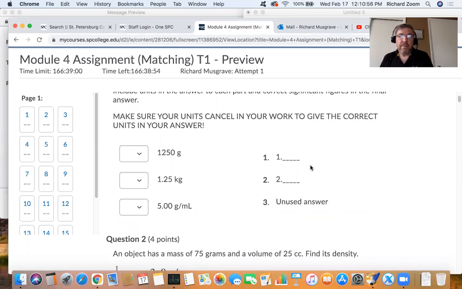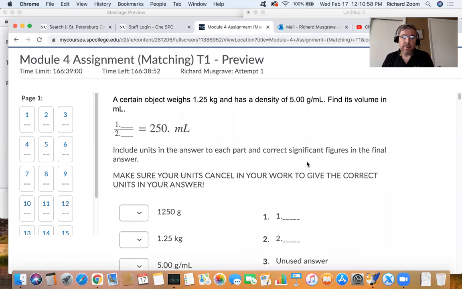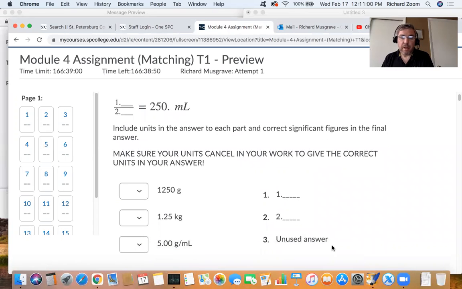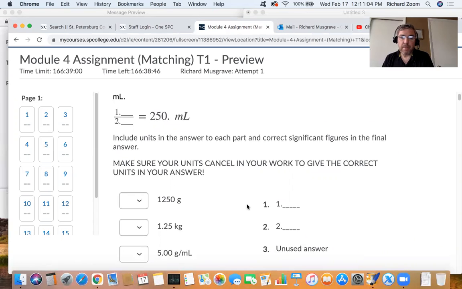So for questions like this one here, you'll notice that an unused answer option has also appeared. For this specific one, it has to be grams over grams per mil. So this will be 1. The 5.00 grams per mil, that'll be 2. And the unused answer, that'll be 3.